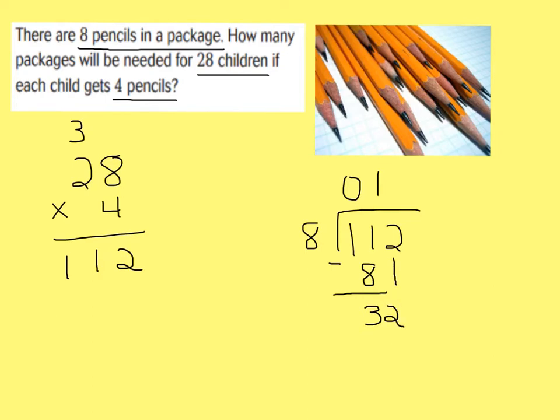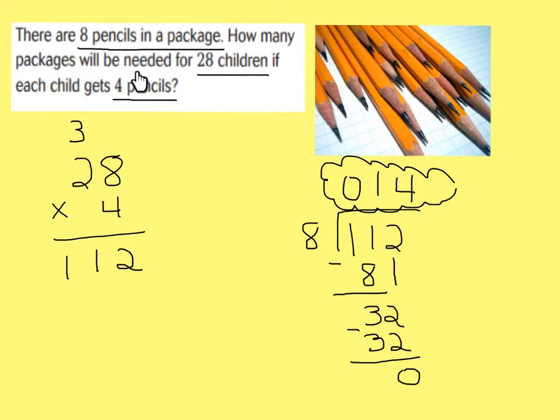Now I'm going to do my steps all over again, and I'm going to divide 8 into 32, which goes 4 times. And now I'm ready to go ahead and multiply 4 times 8, which I know is 32, and I will subtract. And I have no remainder. So my quotient is 14. If I go back into the story problem, I see that they were asking how many packages will I need. So for each of the 28 children to have 4 pencils each, I will need 14 packages of pencils.